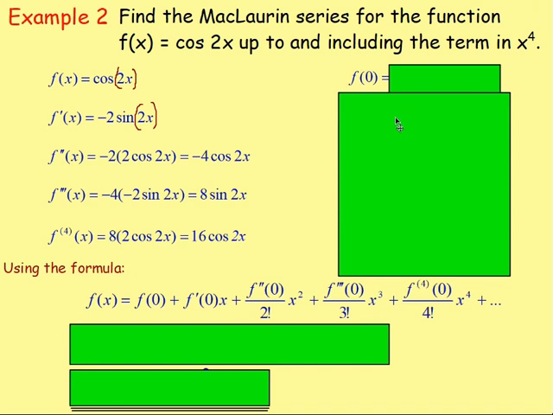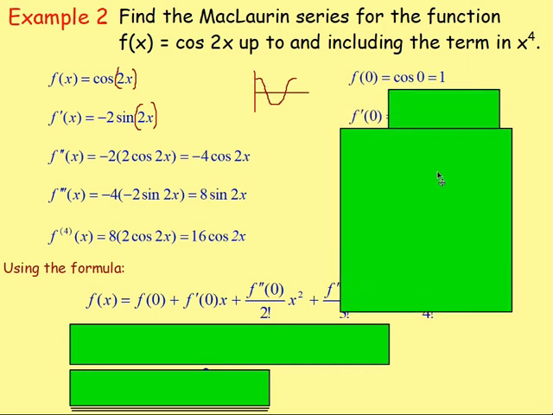So f of 0 is going to be cos of 2 times 0. In other words, cos of 0, which is just going to be 1. Think about your cos graph. If you think about the cos graph, it looks something like that. So at 0, it's going to be up at 1.